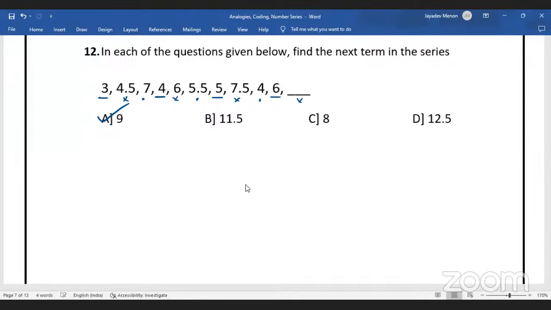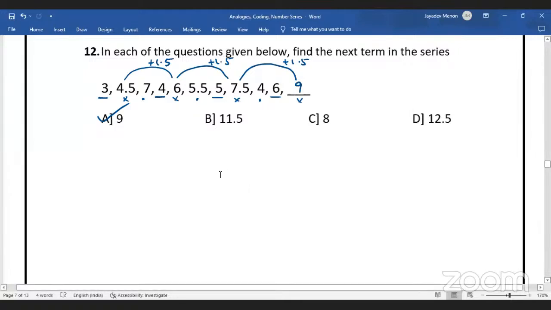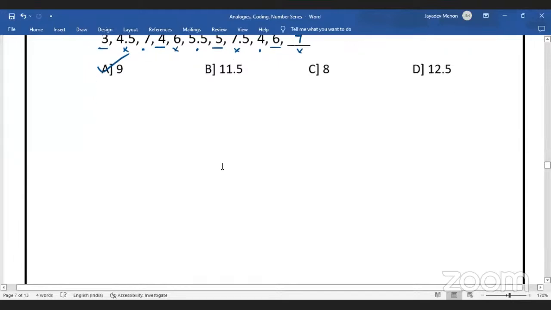So the missing term is a part of the second series, and if you are looking at the second series, the first term is 4.5, the second term is 6. 4.5 plus 1.5 is 6. Now the third term is 7.5. 6 plus 1.5 is 7.5. So the next term will be 7.5 plus 1.5, that is 9. So option A is the answer. Next question.